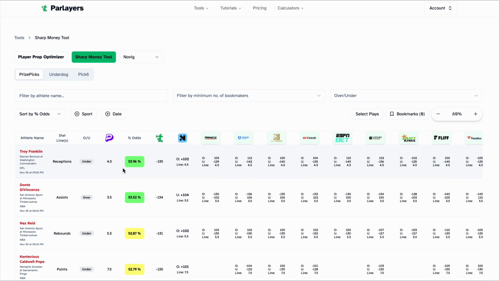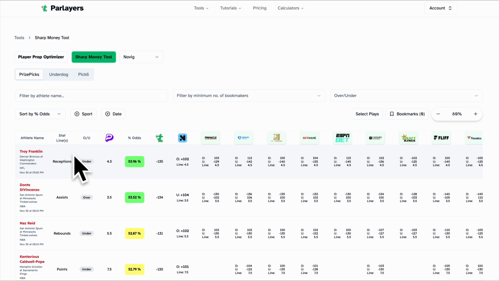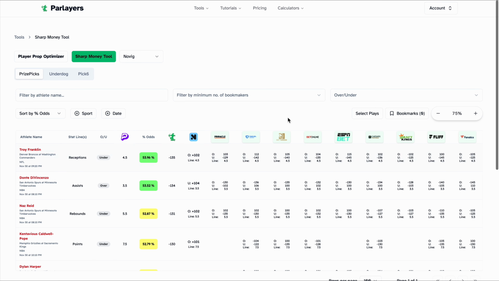So I'm recording a bit late Sunday night, so most of the NFL games have already been played out. You see this Sunday night football game, the Broncos Commanders here. We're actually going to start with this play. It is the top one on the sharp money tool. Maybe it's not the top one on the player prop optimizer. I'll explain why it's the top one here. First of all, it's still going to be ranked by percent odds to hit. This never changes. It's a 53.96% chance to hit.